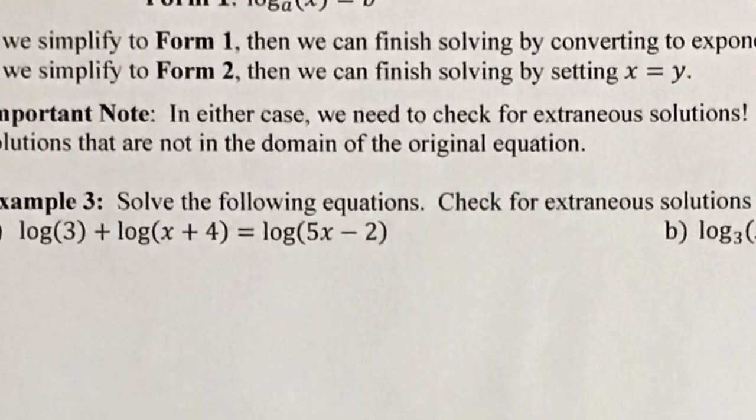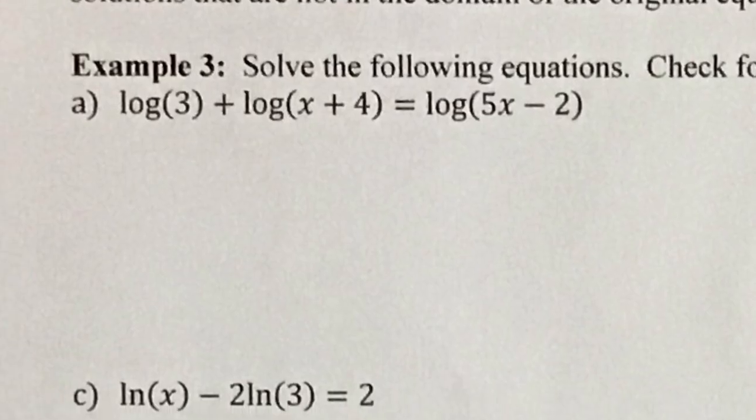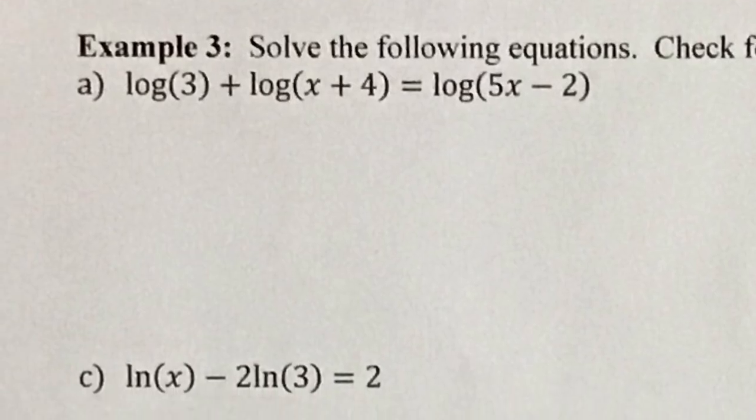So notice here on example A, how many logs are on the left? 2 logs. So we're going to have to use our properties of logs to condense these 2 logs into 1 log. So if I have log plus log, how do we condense that situation? That becomes multiplication of the arguments, right? Addition becomes multiplication. That's one of our properties of logs that we have studied.